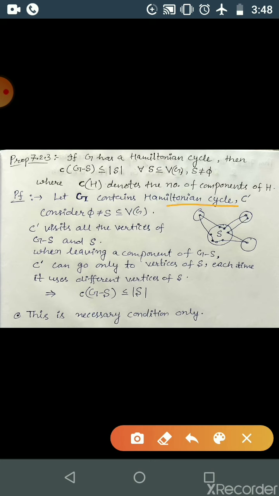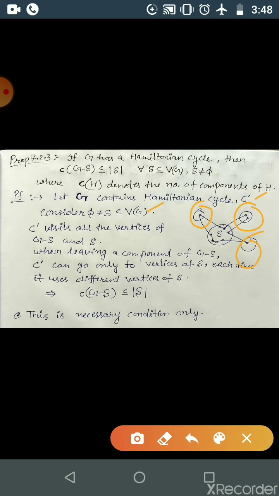Let G contain some Hamiltonian cycle, a spanning cycle C', and then we will be considering S to be any non-empty set of vertices. Okay, so here I have just taken C', and here I have just taken S. Now, after removing all the vertices of S from G, what did you get? Some components you got. So these three components we got, suppose, or you can just say k components we can get.